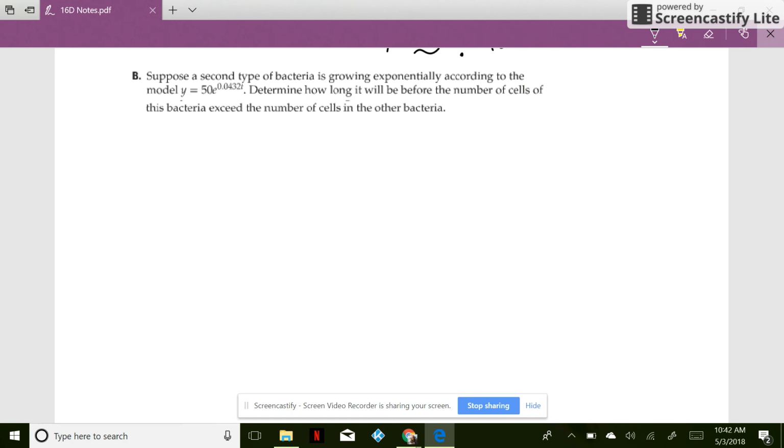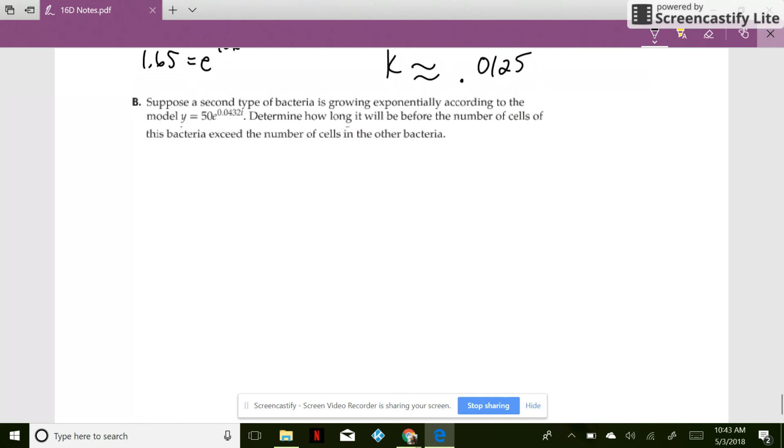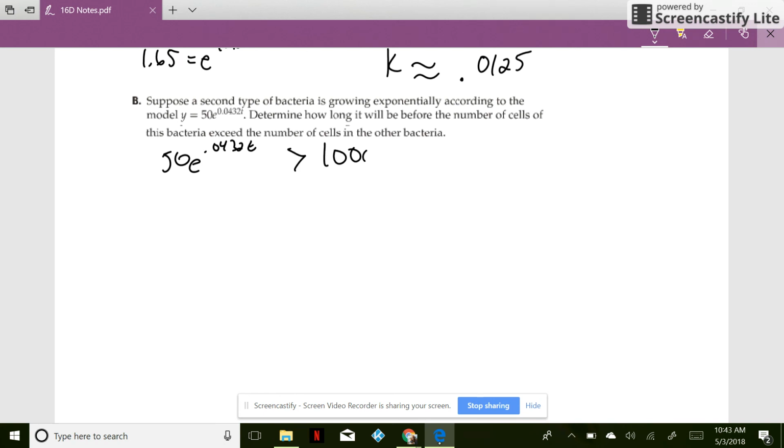Now this one's a tough one. Suppose a second type of bacteria is growing exponentially according to this different model. Determine how long it will be before the number of cells of this bacteria exceeds the number of cells in the other bacteria. So we have to take this equation, with 0.0432t. We want to see when its number of cells will be greater than the previous one. So take that k value that we used and do this.